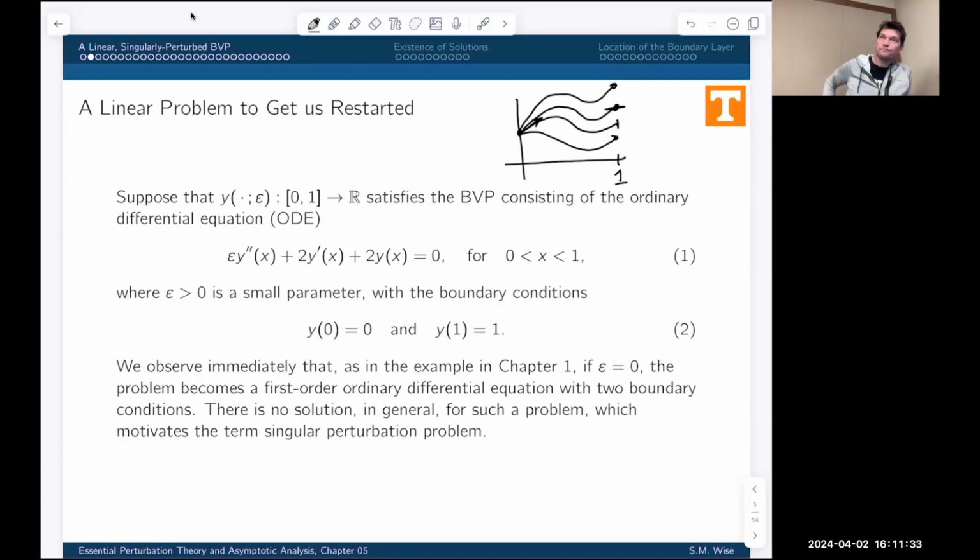But I thought boundary value problems may not have existence of solution. Say again? Existence of a solution of a boundary value problem is not guaranteed. That's true. Yeah, we'll talk about that.